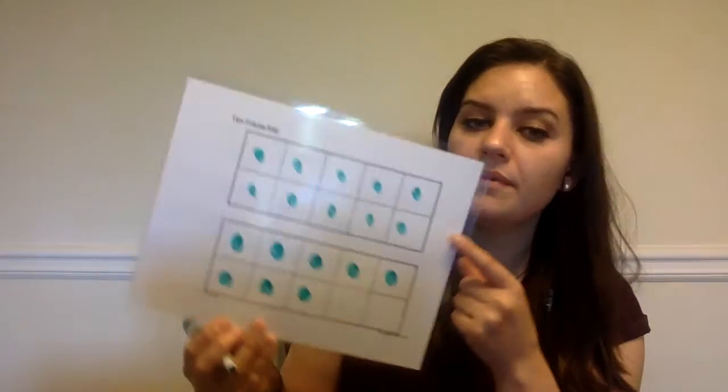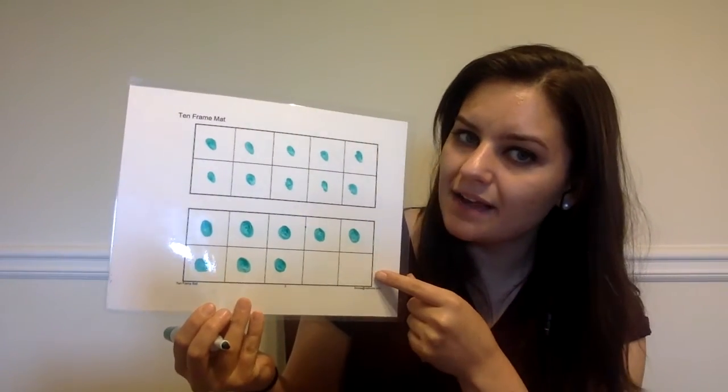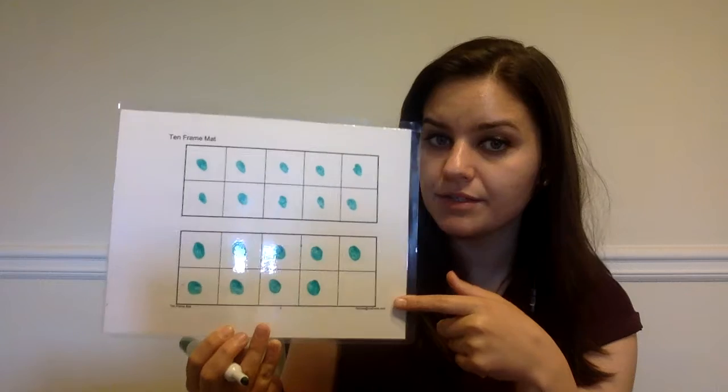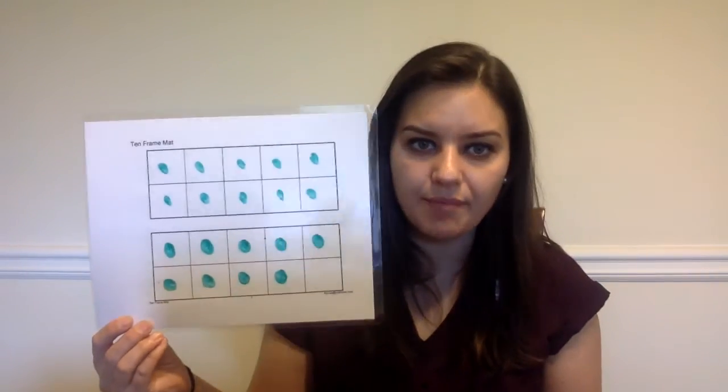18 is that group of 10 with eight extra ones. 19, once again our last teen number, is a group of 10 with nine extra ones. So that is how you can represent the teen numbers using your 10 frame mat.